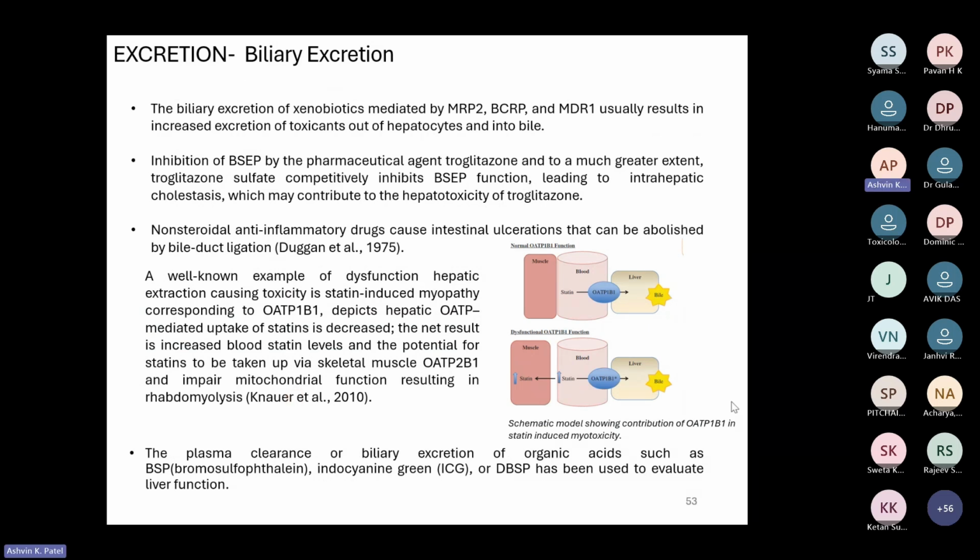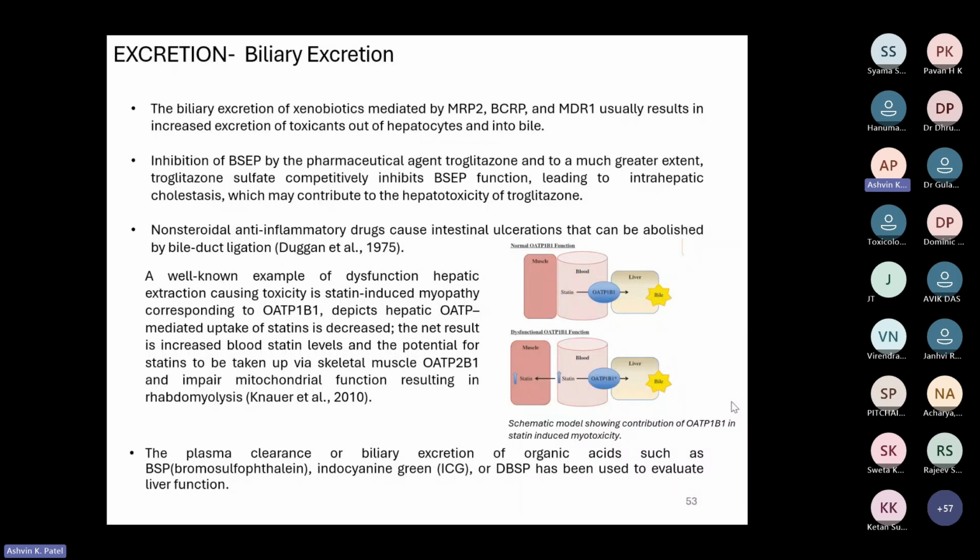The biliary excretion of xenobiotics mediated by MRP2, BCRP, and MDR1 usually results in increased excretion of toxicants out of hepatocytes and into bile. The inhibition of BSEP by the pharmaceutical agent troglitazone, and to a much greater extent troglitazone sulfate, competitively inhibits BSEP function and leads to intrahepatic cholestasis, which may contribute to the hepatotoxicity of troglitazone, and it was withdrawn from the market.